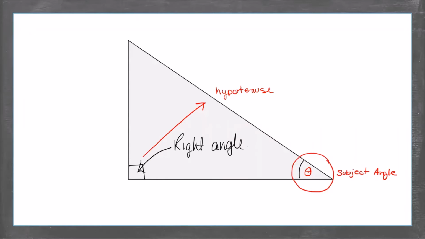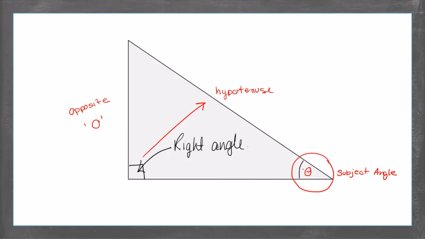How do we label the other two sides? Well, we're not going to label them with A's and B's anymore. We're going to label them relative to the subject angle. So we look at our subject angle here and we say, well, this side, the far side, it's across from the subject angle, so we're going to call it opposite. We'll often abbreviate that with O.